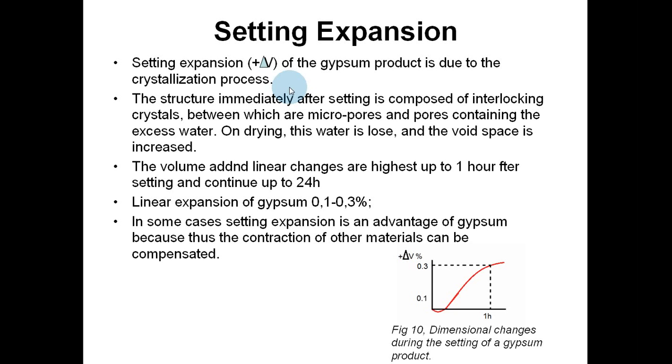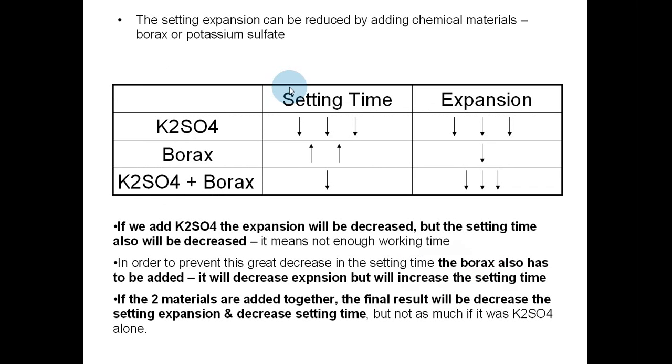Linear expansion of gypsum is 0.1 to 0.3%, and in some cases, setting expansion is an advantage of gypsum because the contraction of the other materials can be compensated. The setting expansion can be reduced by adding chemical materials, for example borax or potassium sulfate. If we add potassium sulfate, the expansion will be decreased, but the setting time will also be decreased.